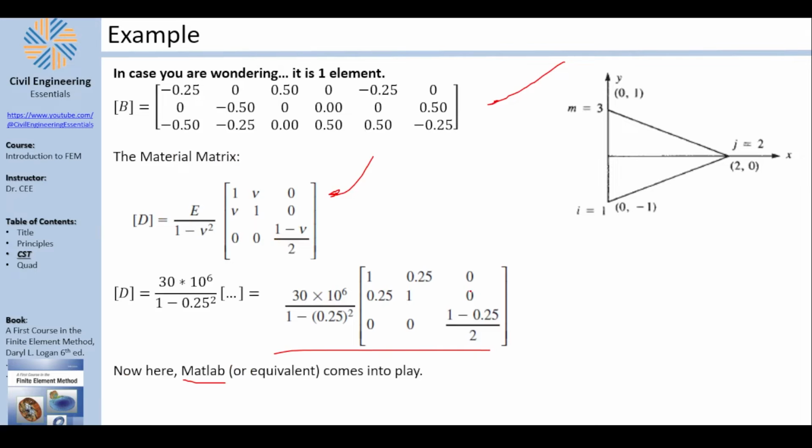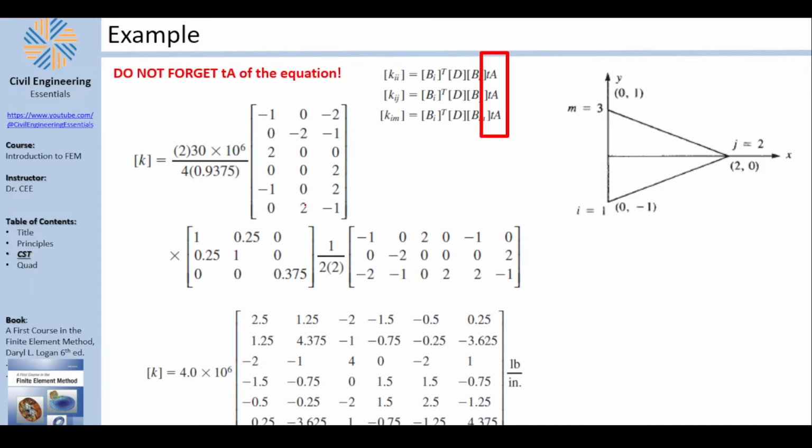And now the magic trick of MATLAB comes. You multiply B transpose, I think it was, with D and with B yet again, which is happening here. Basically, a quick note that you should not forget those areas and thicknesses. So this is done in the book. Also, you can do it in MATLAB. Just throw in those matrices, multiply them, and don't try doing this by hand.